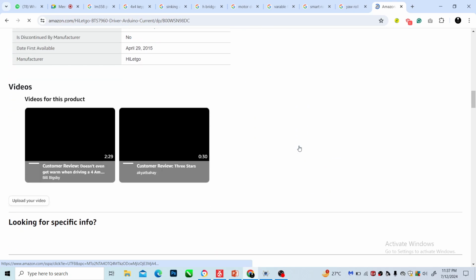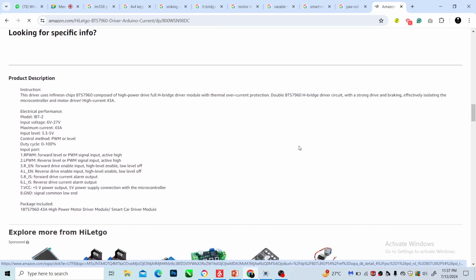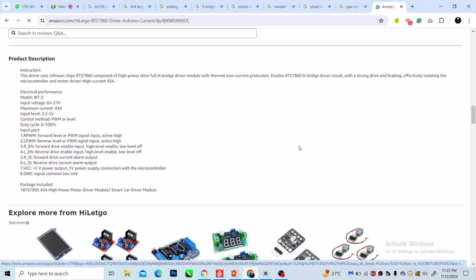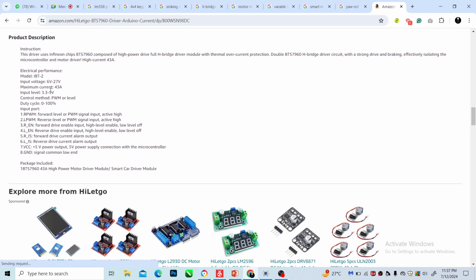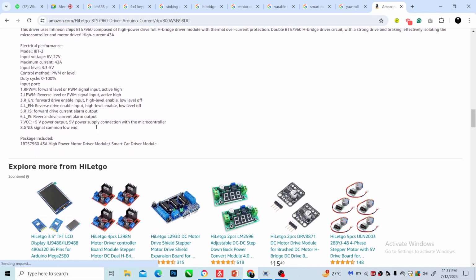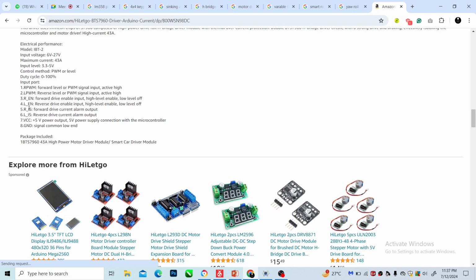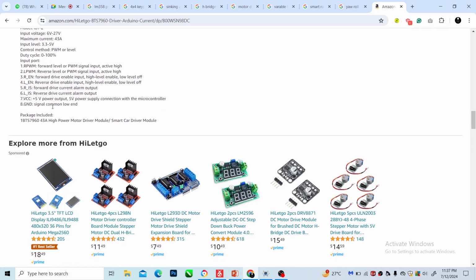So it can work between 6 volts to 24 volts, and it can support 43 amps. Its logic level is 3 to 5.0. Use PWM to control the speed. You understand? When R_EN is forward, high level on, low level off, and things like that.